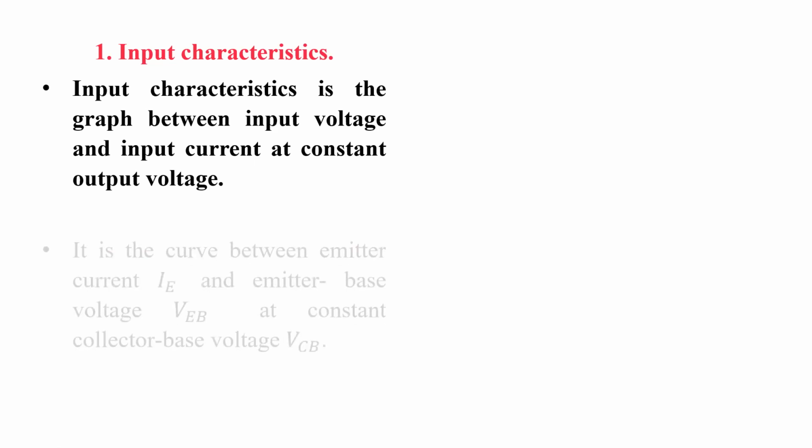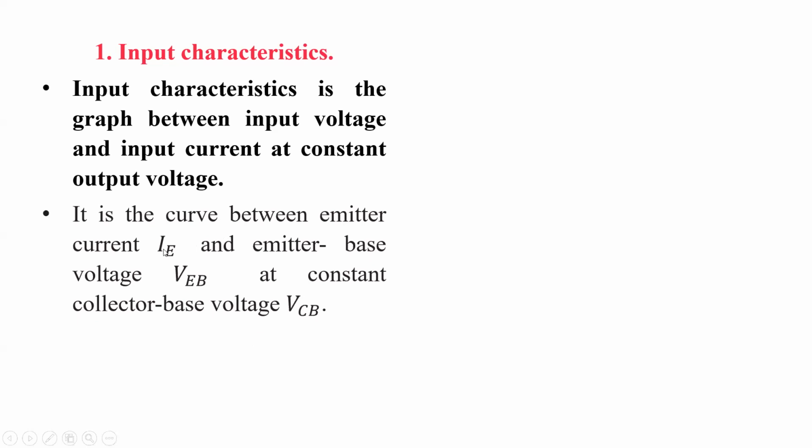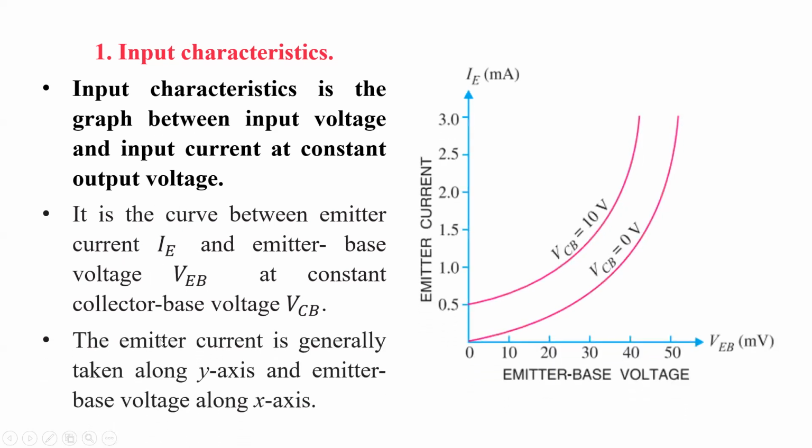Basically, in CB mode, the input current is the emitter current and the input voltage is the emitter base voltage VEB. Therefore, for common base mode, the input characteristic is the curve obtained by drawing the graph of emitter current IE versus emitter base voltage VEB at constant output voltage, that is VCB. This graph is called the input characteristics. If the emitter current is related to emitter base voltage, it looks like this.